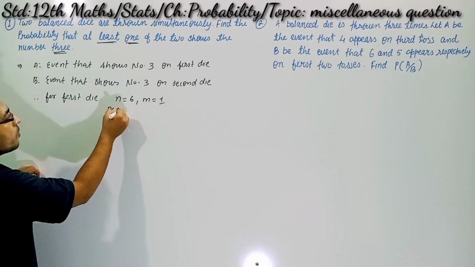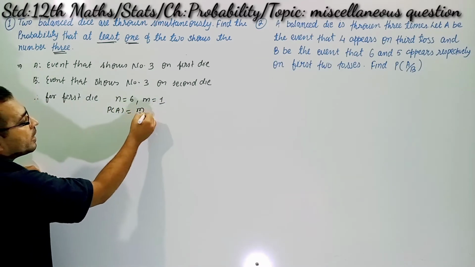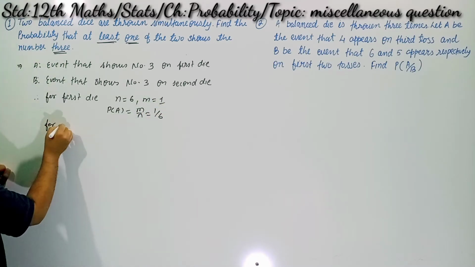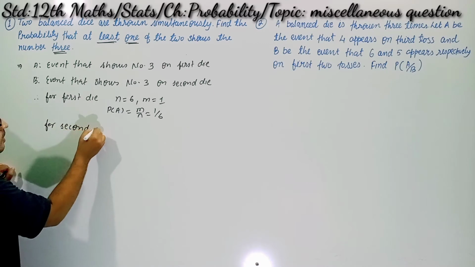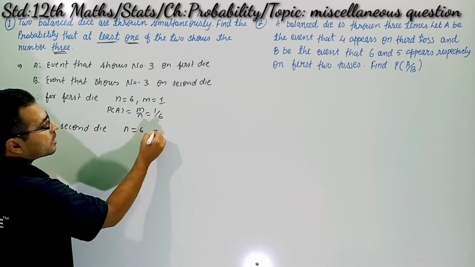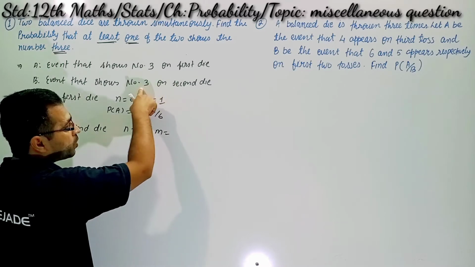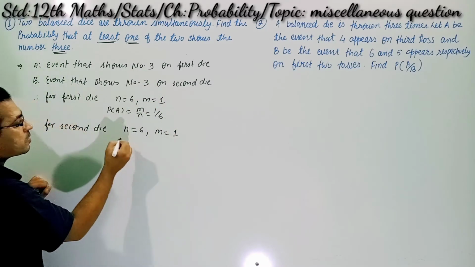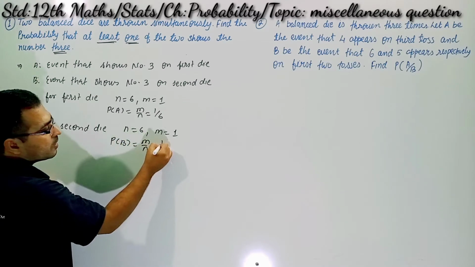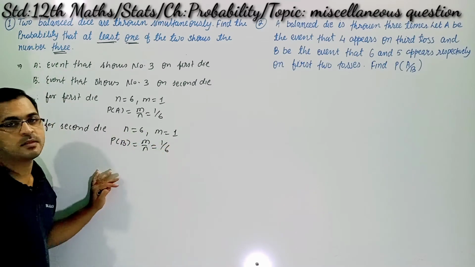So P of A will be what? m by n, means 1 by 6. Now for the second die, again n is what? 6, and m is what? You want to get 3. So P of B is also m by n, so 1 by 6.